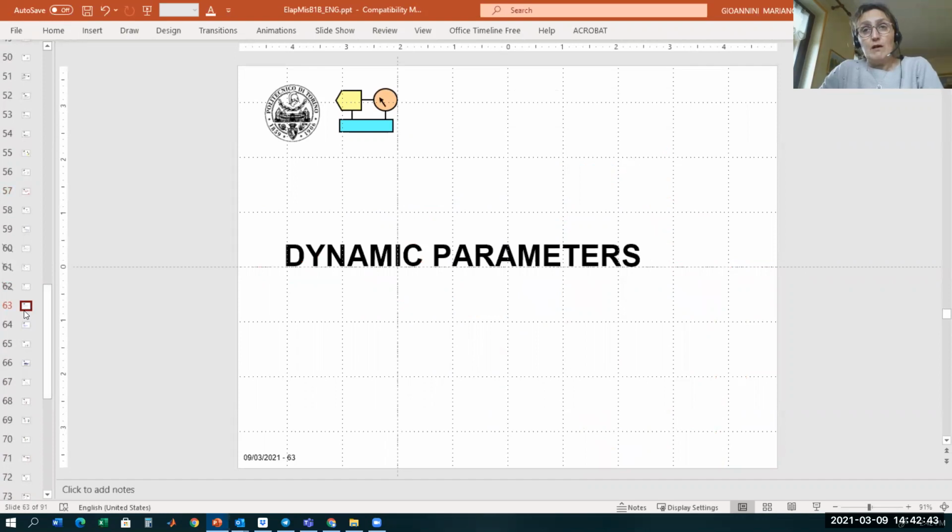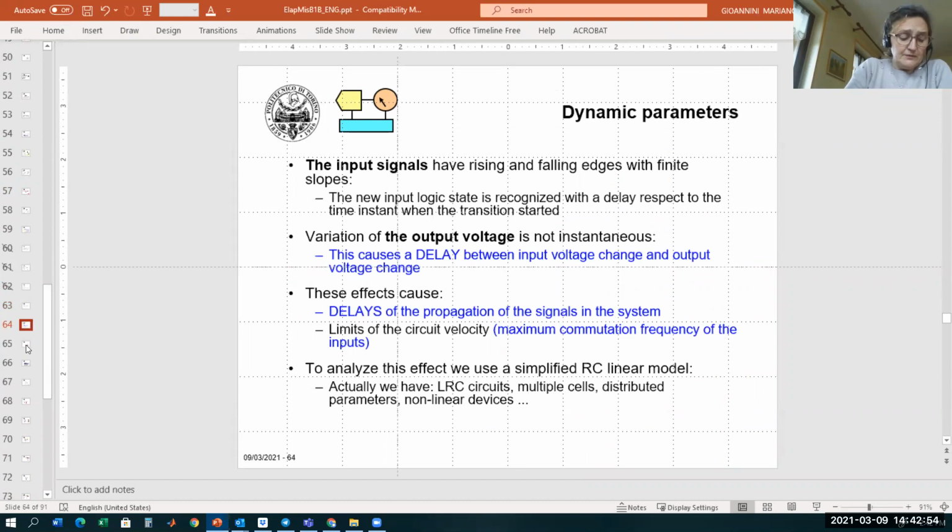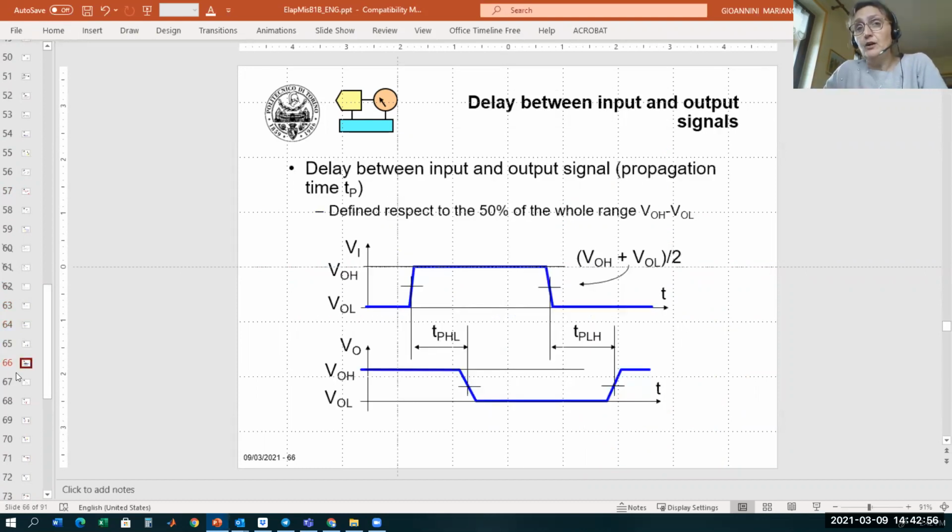Okay, so dynamic parameters. Last time I introduced the concept of dynamics. We refer to dynamics every time we care about the evolution of the voltage at any node of the circuit as a function of time. Since transitions are not instantaneous, because we always have an electrical transient, last time I told you that these voltages are not infinitely fast.